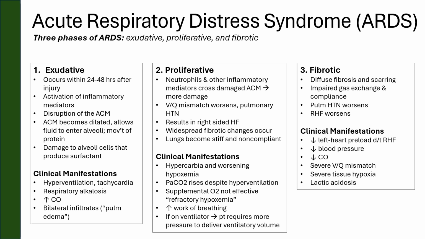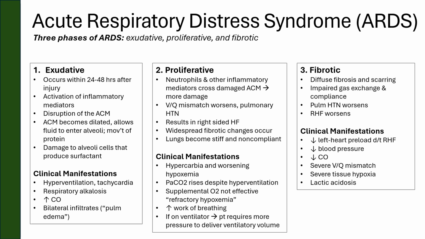So compliance refers to the lung's ability to stretch. So the lungs are going to become non-compliant, which means they're not going to inflate, they're not going to stretch as they should, making the ARDS worse. Signs and symptoms of this is going to be hypercarbia, so they're going to start retaining carbon dioxide, and their hypoxemia is going to become worse. So CO2 is going to rise despite the body breathing faster. It's just not going to work. Supplemental oxygen that we give is not going to be effective. It's not going to raise the oxygen saturation. So they're going to enter this refractory hypoxemia stage.